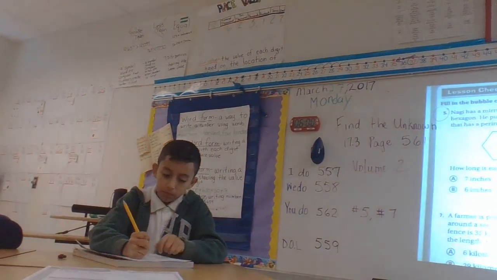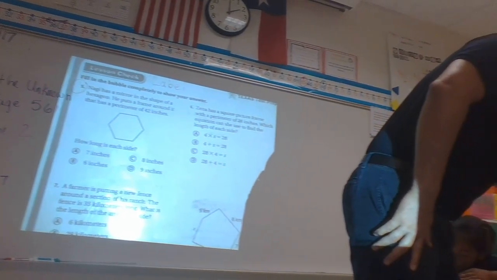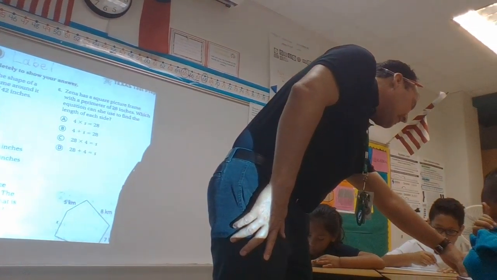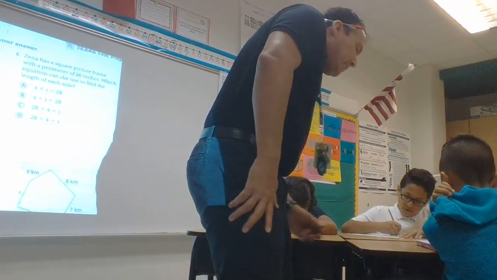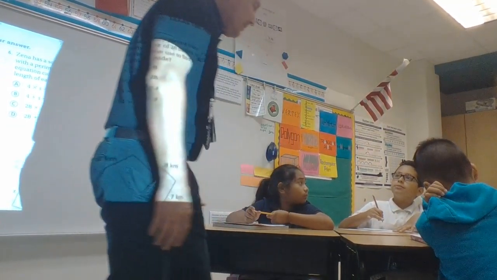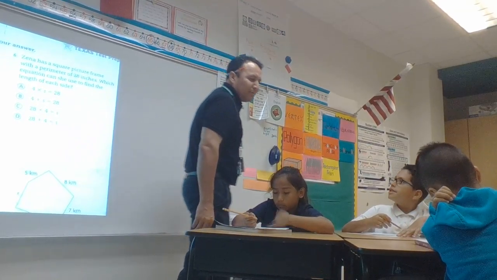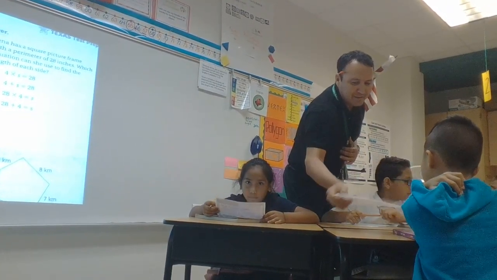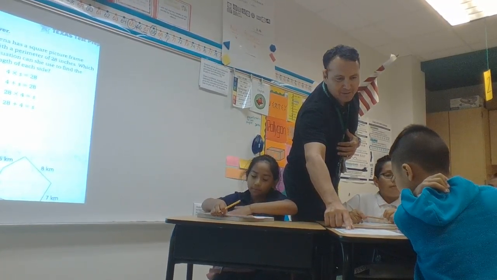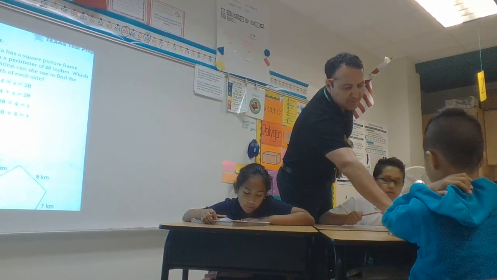Nagi has a mirror in the shape of a hexagon. He puts a frame around it that has a perimeter of 42 inches. What do I do with that number, 42 inches? 6 times 7. Where do I put the perimeter? What do we do with the perimeter? We put it in the center? So what do we do here?